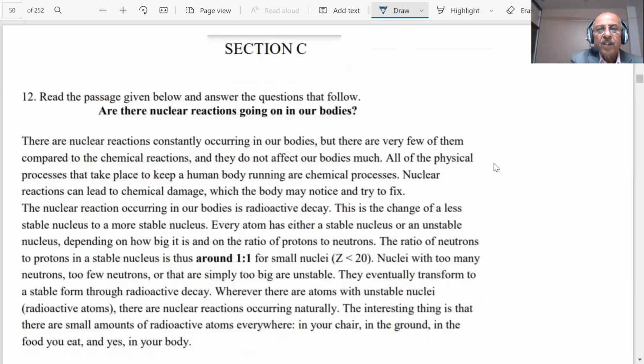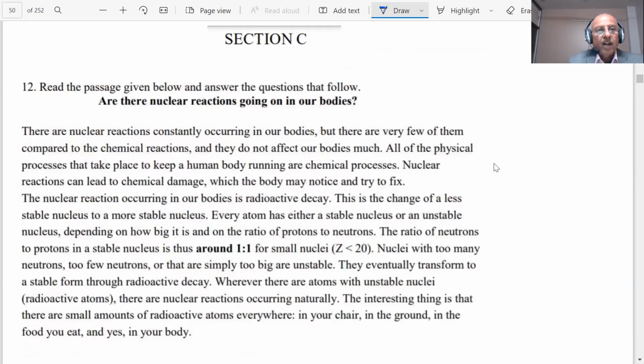This is section C on the screen, question number 12. What does it say, students? I am going to make my pen red. Read the passage given below. Answer the questions that follow. Pay attention. Are there nuclear reactions going on in your bodies? Nuclear reactions, students. Naturally, the first question will be, what are nuclear reactions?